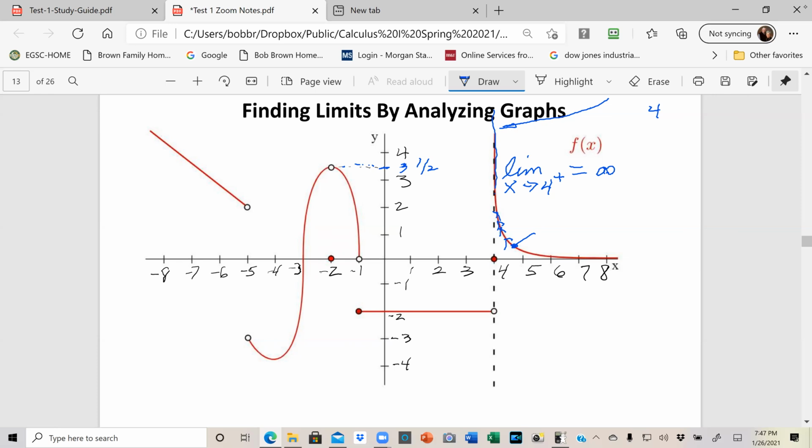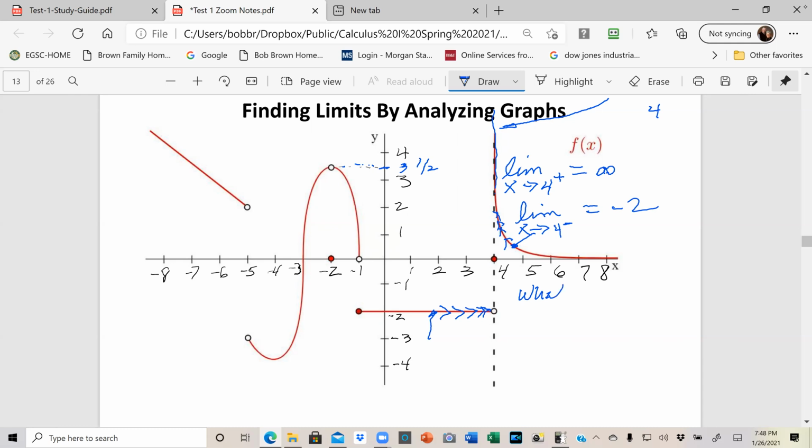Okay. Now, we're going to calculate the limit as x approaches 4 from the left. Anybody got any idea what that is? We hop on the curve, say right here, and go on the curve and get as close to 4 as we can. Minus 2. What's the limit? Minus 2. Exactly right.